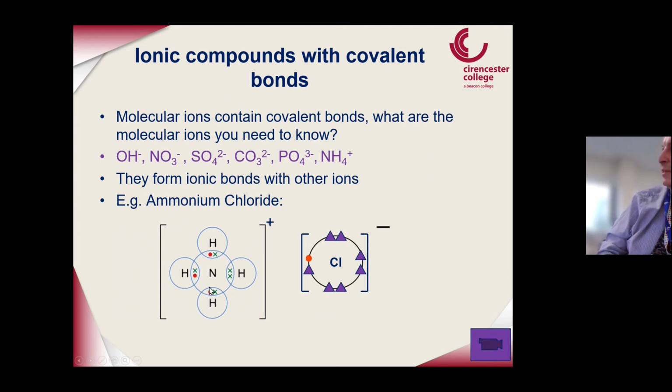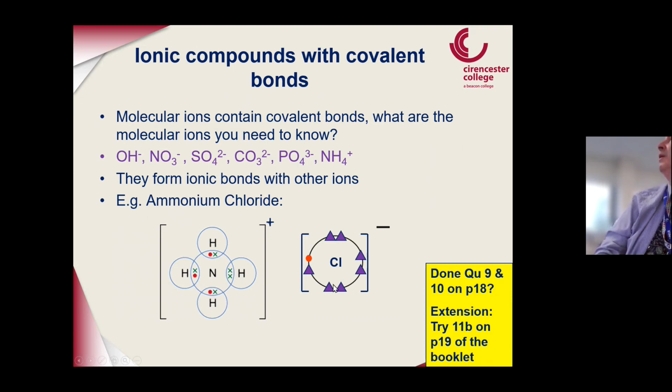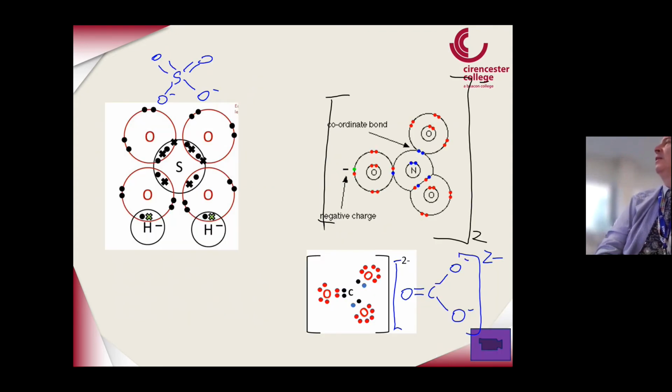But notice this is the covalent molecular ion, and we have drawn it in square brackets because it's now an ion. It must be square brackets, so make sure you're very clear about that. There's no overlap between the ammonium and the chloride. Some of you can just carry on working through the questions because you should be able to get on with that. Okay, now sulfate. This is a bit more tricky.